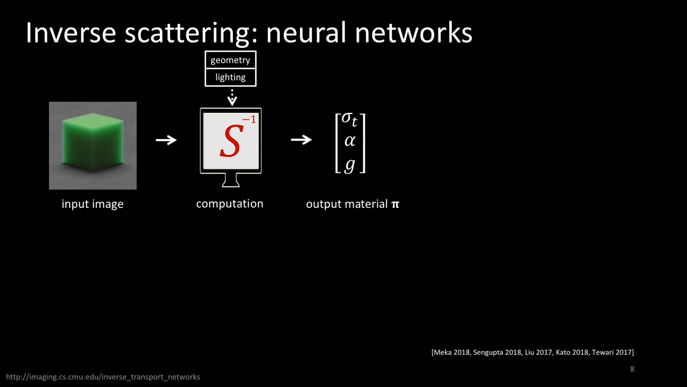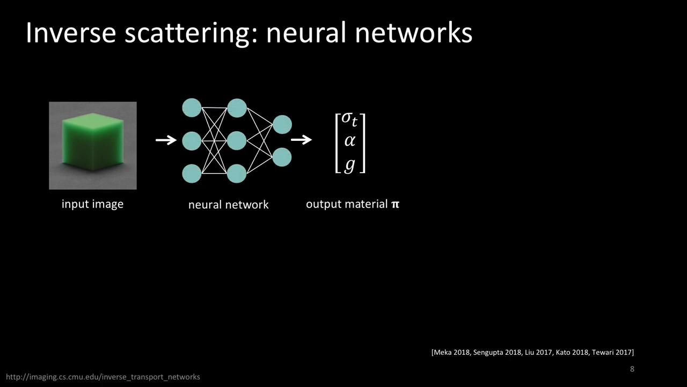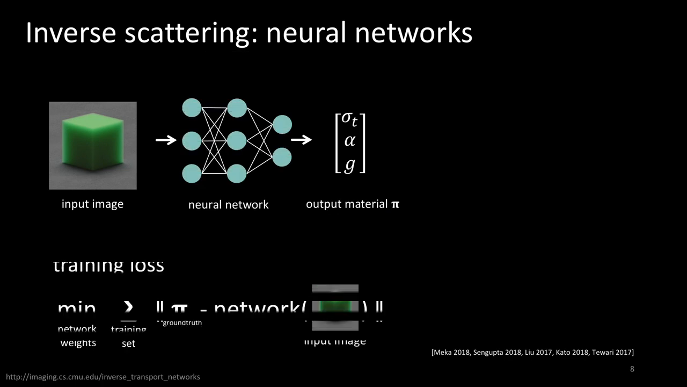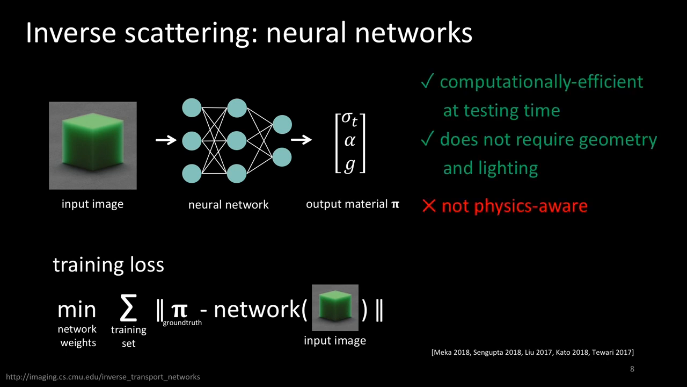The second group of techniques approximates the inverse scattering function using a neural network. Such a network can be trained using a supervised loss, comparing network outputs to ground truth parameters. These techniques are computationally efficient, requiring just a forward network pass at test time, and can operate without any additional scene knowledge. However, they are not physics aware, as they do not account for the forward scattering model.